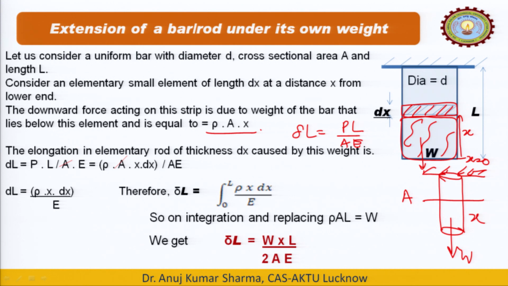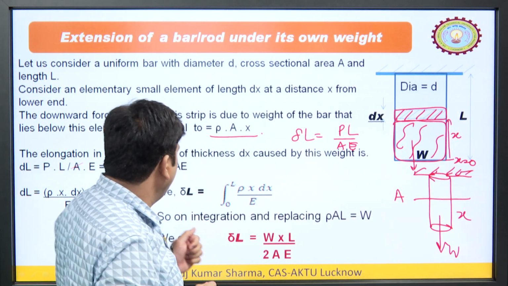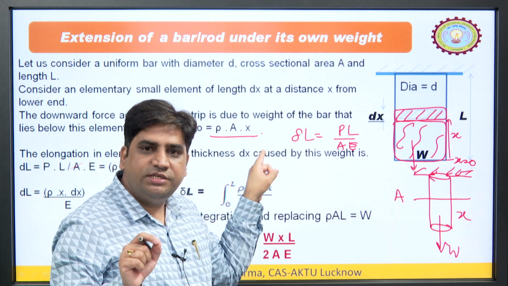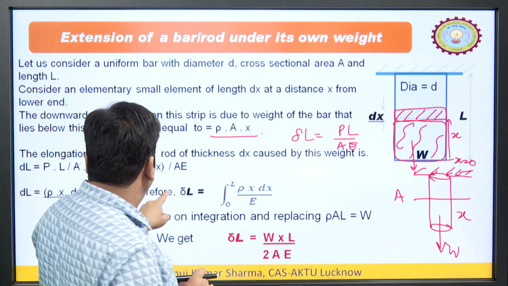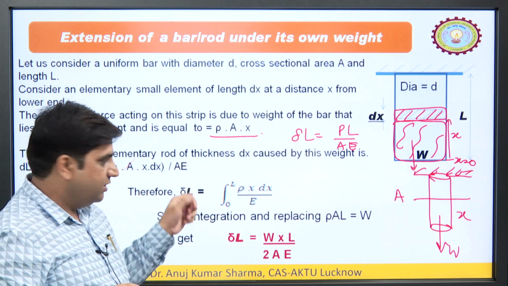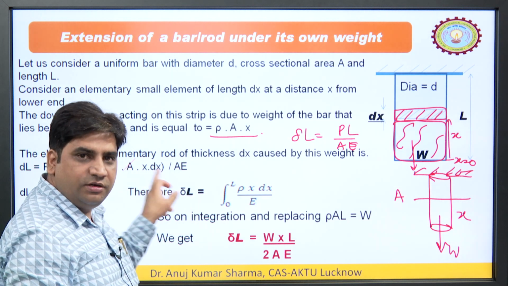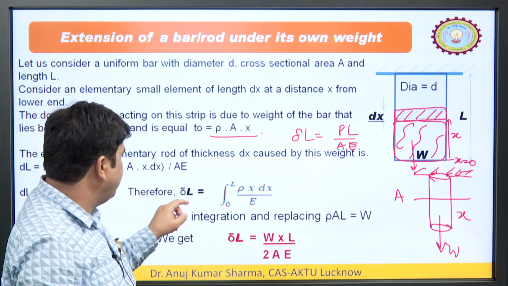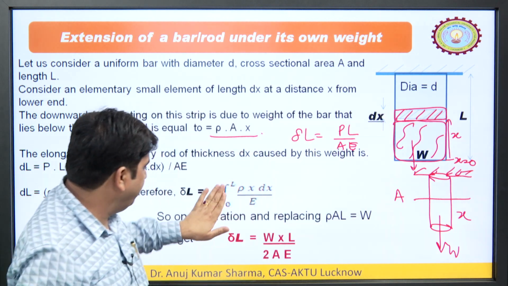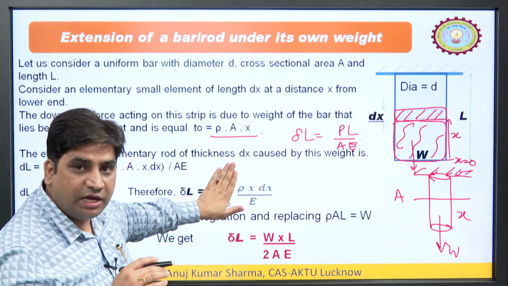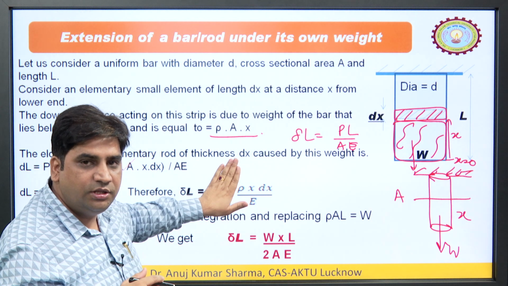If you want to replace this P, P is the load. What is the load? Load means the weight, so weight is equal to load. We can replace P with rho into A into x, dx divided by A into E. A is in the numerator and A is in the denominator, so it will cancel out, and delta L in this particular strip would be equal to rho x dx upon E. If you want to calculate for the whole rod, then we have to integrate it.